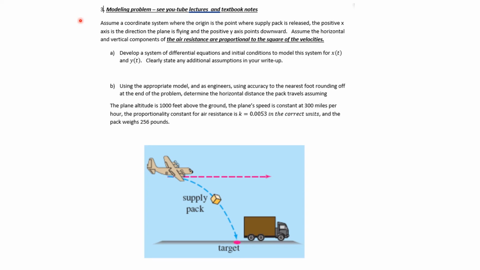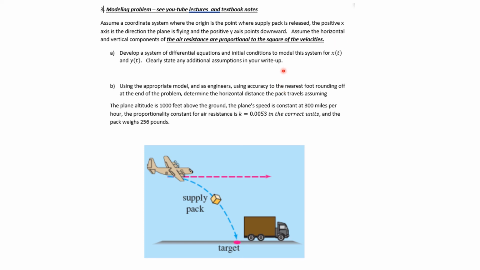Finally, a modeling problem. You can assume a coordinate system where the origin is the point where the supply pack is released, the positive x-axis is the direction the plane is flying, and the positive y-axis points downward. That's a little bit different than what you might normally do, but that's what we're telling you to assume. And assume the horizontal and vertical components of the air resistance are proportional to the square of the velocities. Okay, that makes the problem more realistic. It also makes the problem more difficult.